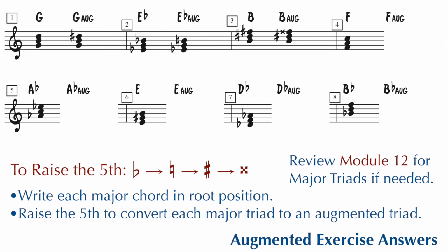Number 4, F major is spelled F, A, C. To change F major to F augmented, we raise that C, the fifth of the chord, to a C sharp, and F augmented is spelled F, A, C sharp.